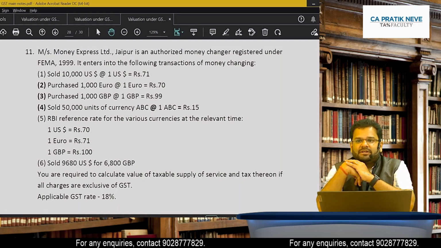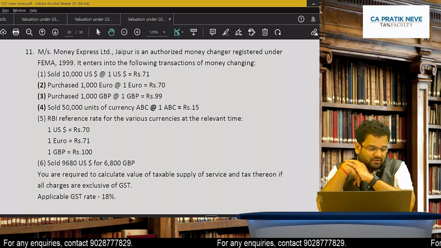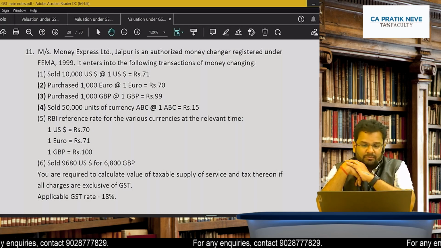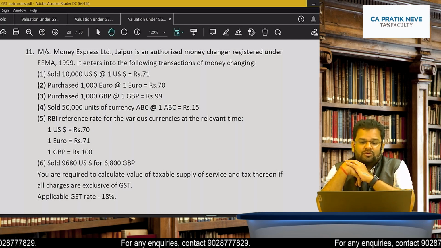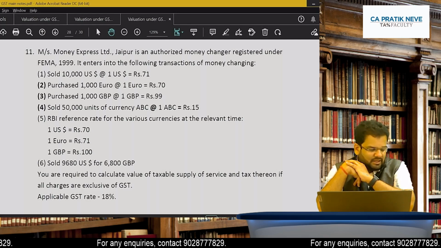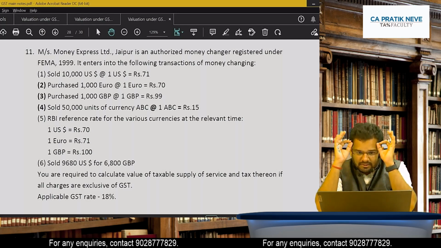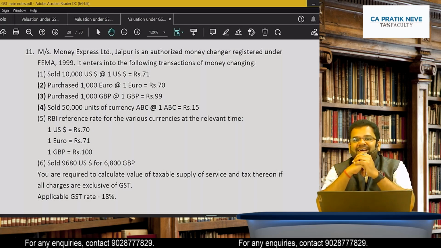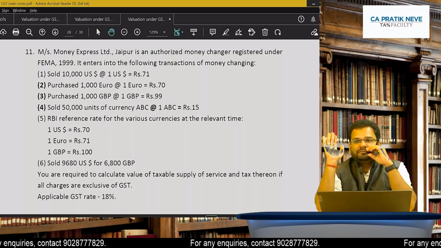You can see the presentation later. Profit earned is 1, and how many such currency units are transacted? 10,000 US dollars. So how much rupees are involved? 10,000 into 1, rupees 10,000. Yes, that is your assessable value. 10,000 is the assessable value in this transaction. Is it clear? It is that simple.